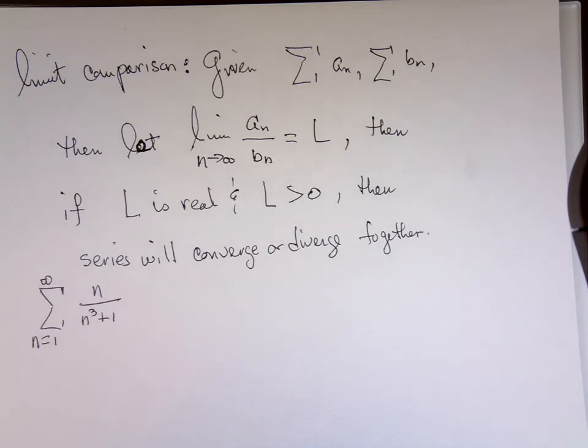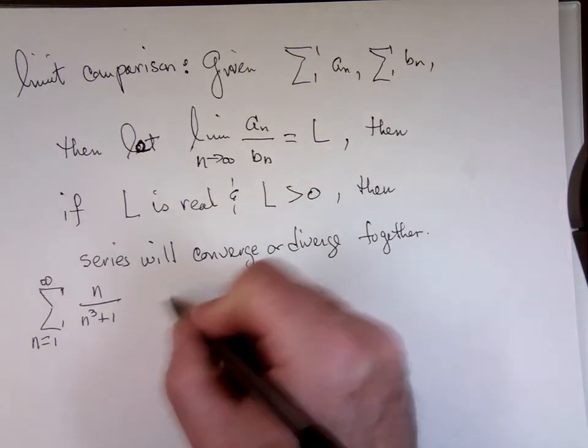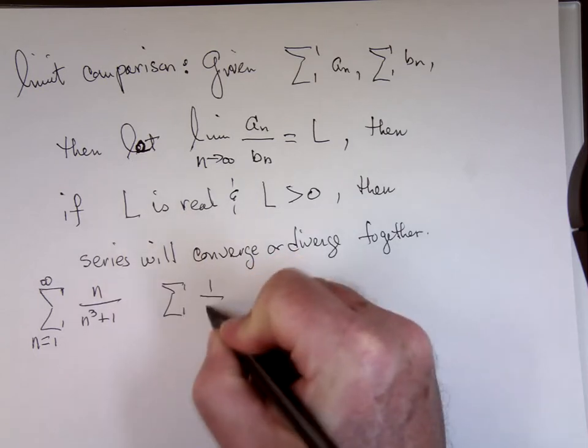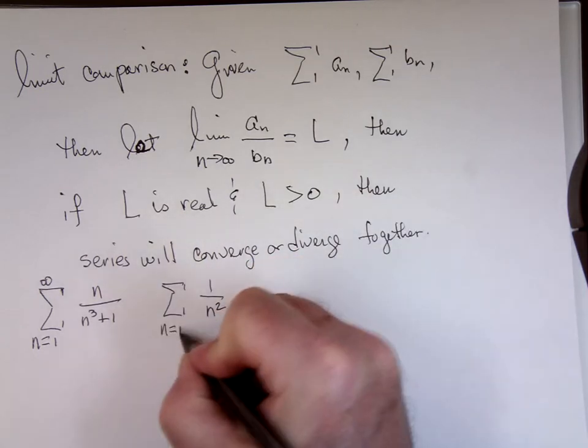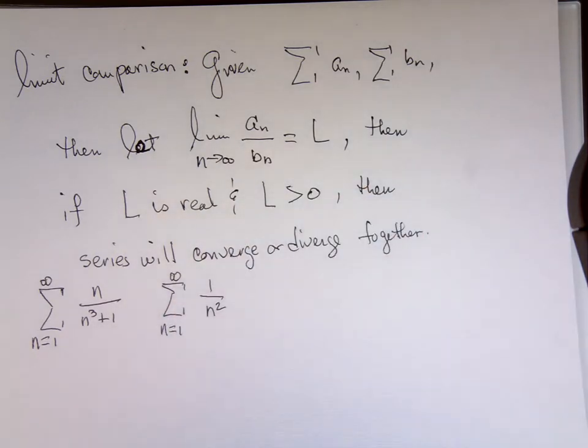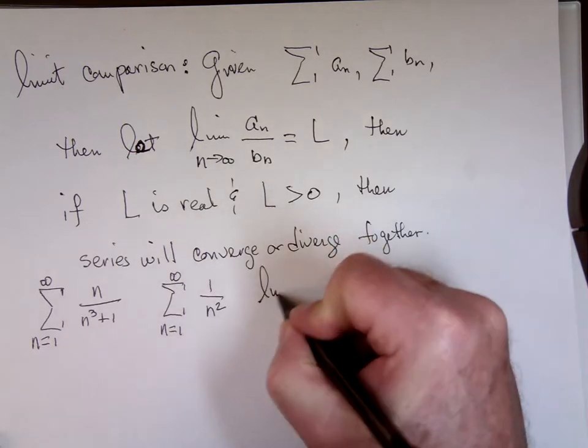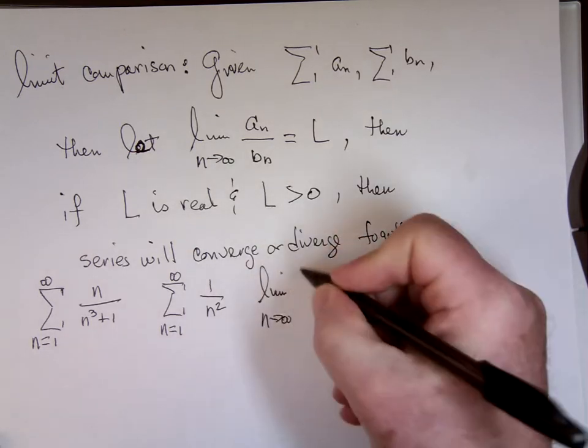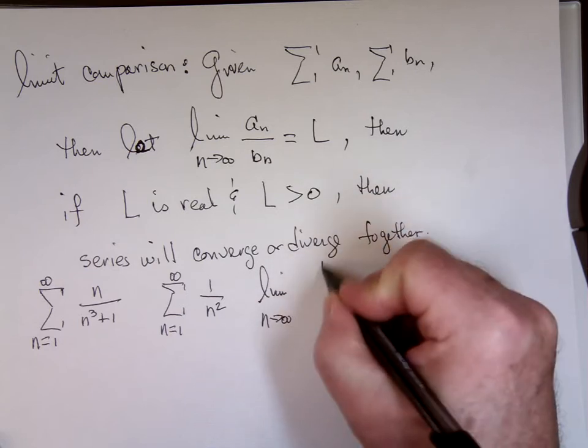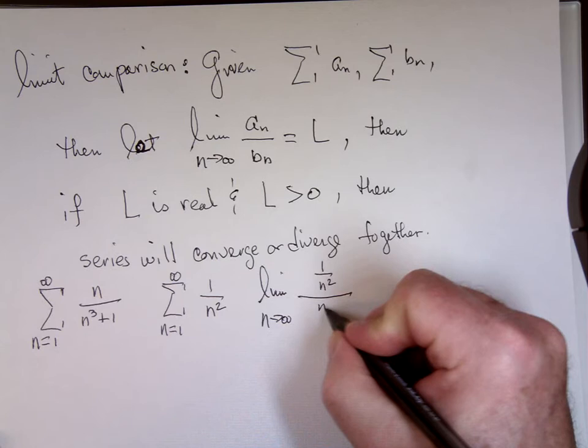What's critical here is the difference in degrees. Since the difference in degrees is 2, what we're going to do is compare it to this known converging series, 1 over n squared. Let's do a limit comparison test. Let's take the limit as n goes to infinity. It doesn't matter which one's the a or b. Just take one term over the other term.